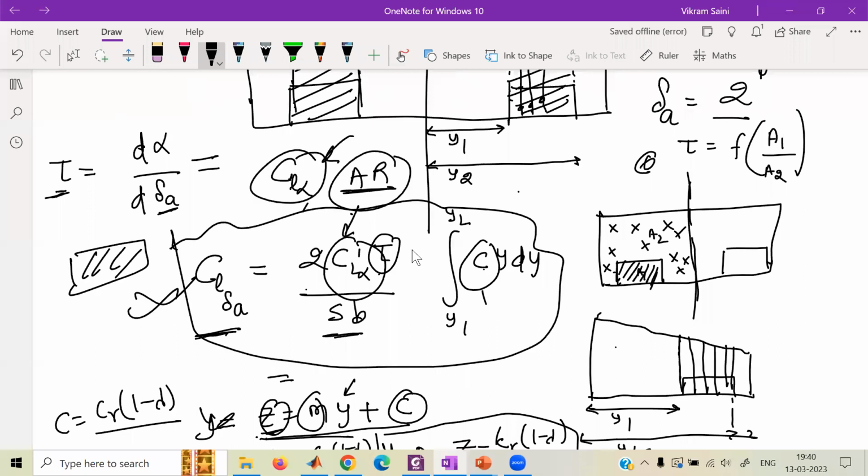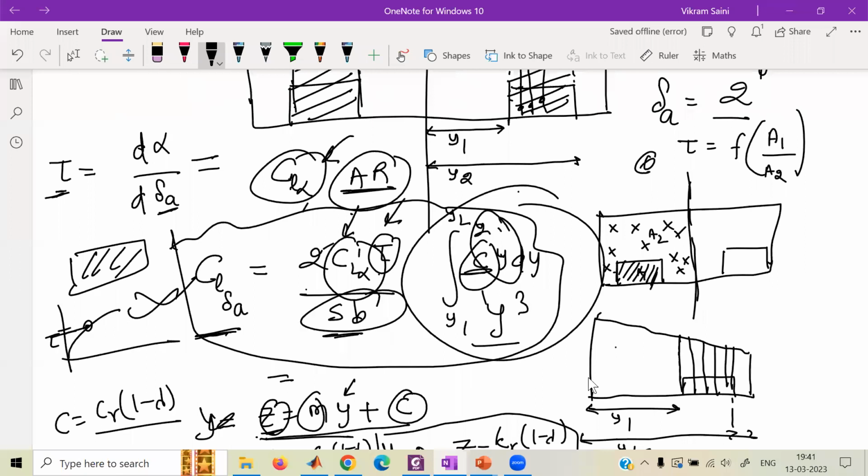And S and b are known to us from the integration performed. So when c has a y, it will be y square here. So the integration will give something like y cube, right? One of the terms will be y cube. Put the limits, and you finally have CL delta A. That was the question.